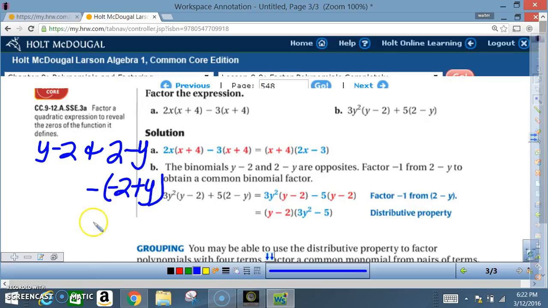And I can rewrite that as y minus 2. So now they both say y minus 2. And in this case, there was a 5 there. That's why it says a negative 5 here times (y minus 2). Other than that, the process is the same, just like we worked out example 1a.